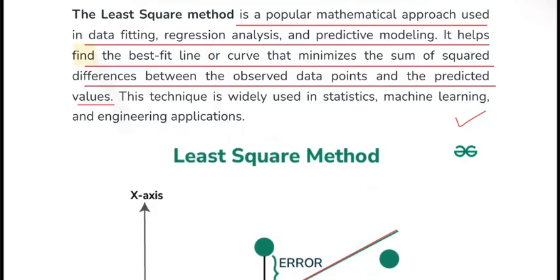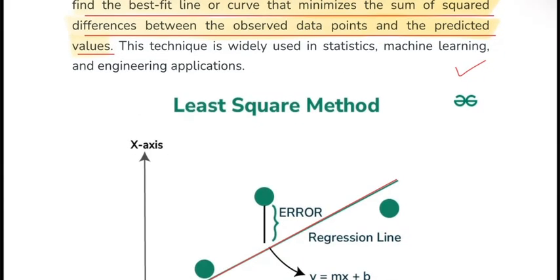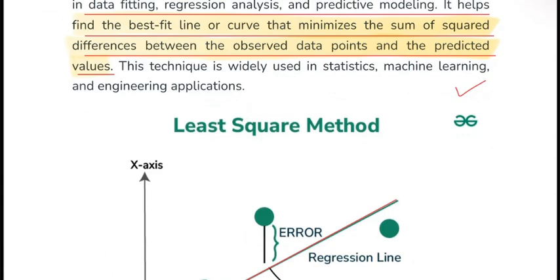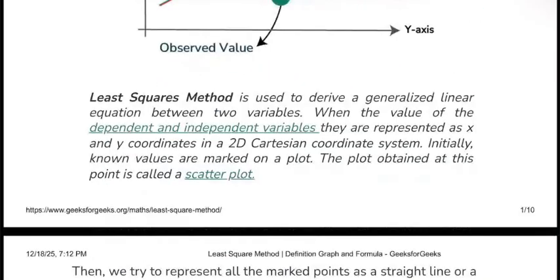It helps to find the best fit line or the curve that minimizes the sum of the squares of the differences between the observed points and the predicted values. Suppose these are the predicted values. Okay, we're taking the squares of these values to find the result.